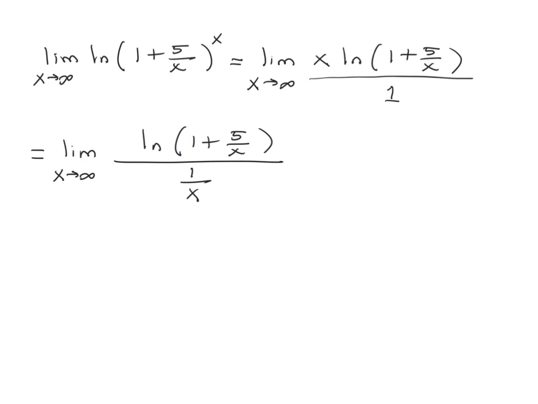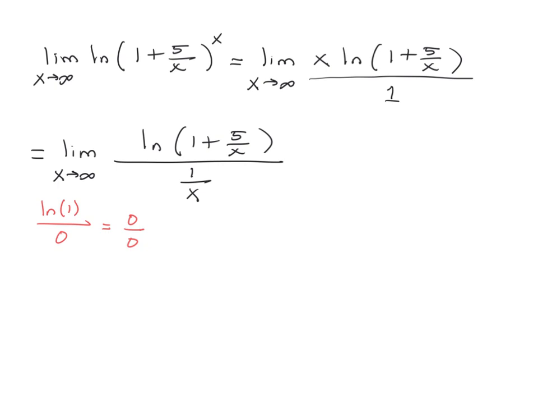Well, as x goes to infinity, this approaches the natural log of 1, and it's divided by 1 over x, which goes to 0. Since the natural log of 1 is 0, this is really 0 over 0. That's an indeterminate form. We can apply L'Hopital's rule on this fraction.